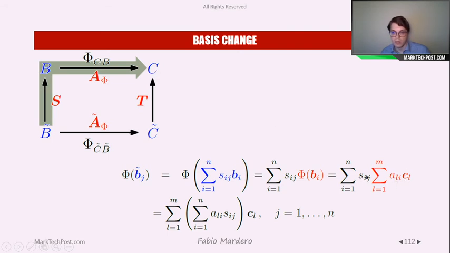So we get these red terms, in which these a_lj are the elements of our transformation matrix A of phi. Wrapping up, we can say that phi of a B tilde basis vector is a linear combination of the basis C, with coefficients that come from the transformation matrix A and the S matrix.